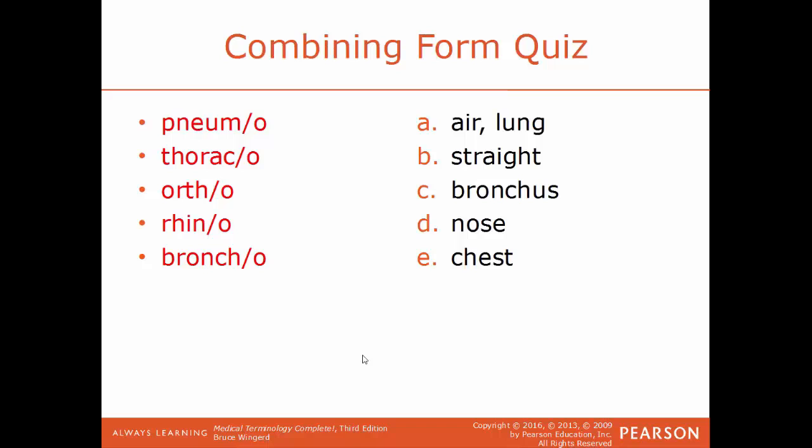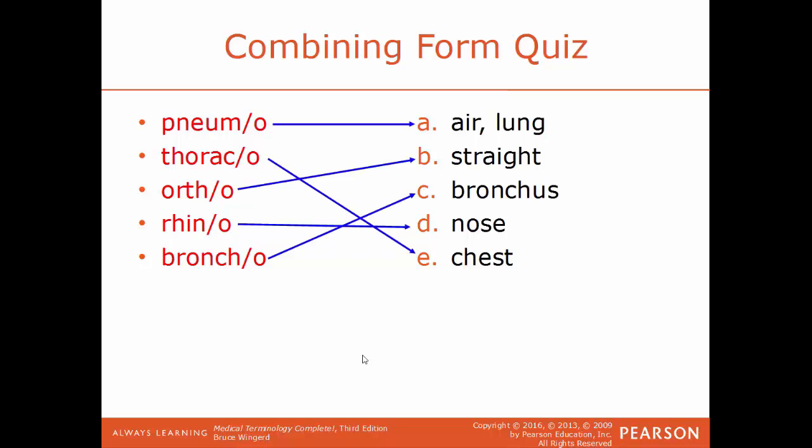Alright, we'll finish up our chapter on the respiratory system with our combining form quiz. Terms on the left: pneumo, thoraco, ortho, rhino, and broncho, all match to either air or lung, straight, bronchus, nose, or chest. Pneumo goes to air or lung. Thoraco goes to chest. Ortho goes to the straight. Rhino means the nose. And broncho means the bronchus. Here are all 5 of the terms correctly matched to their definition.